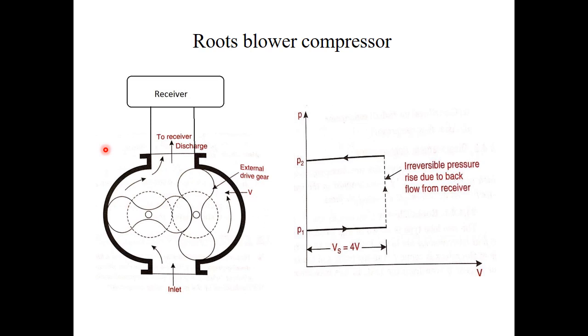Roots blower is a positive displacement rotary compressor. It is also called a lobe compressor. Positive displacement compressors are those in which air is compressed by being trapped in the space formed by two sets of engaging surfaces, and the pressure of air is increased by backflow of air or squeezing action.